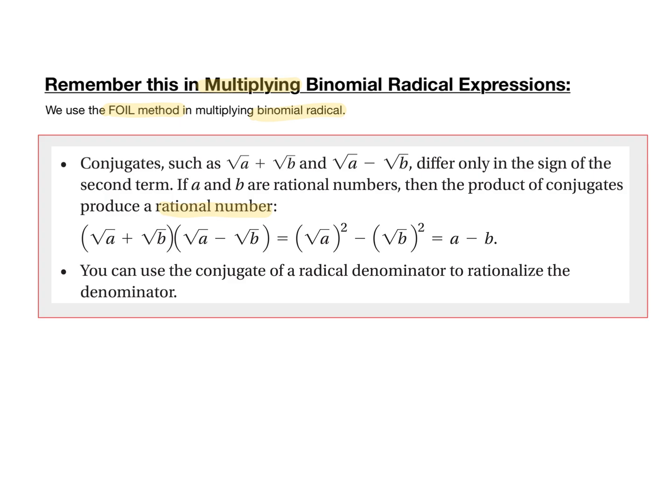Okay, so let's look at this one. These are conjugates actually, and you're going to only have root a squared minus root b squared. That's going to give you a minus b.